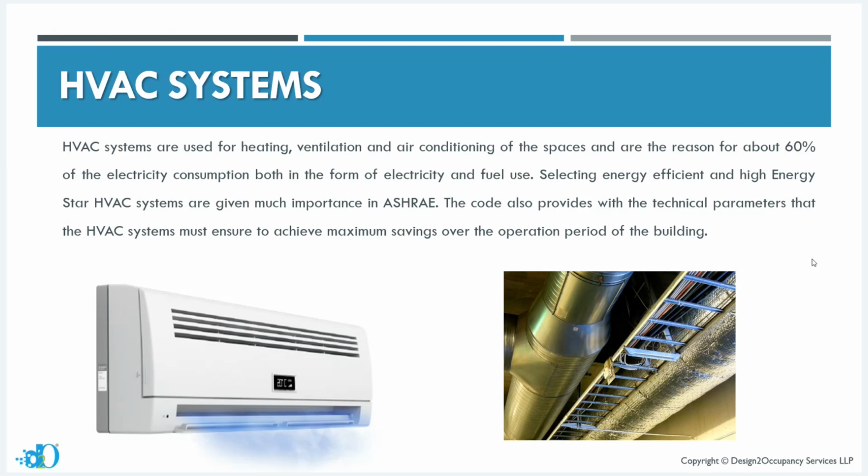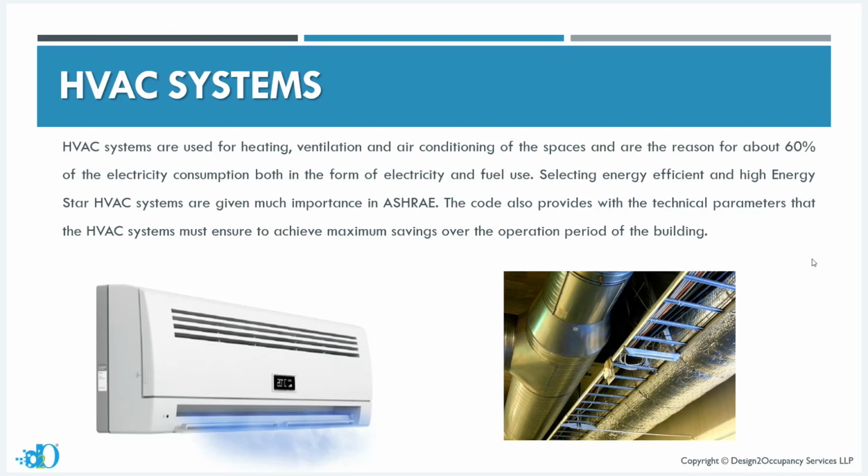And in India, as you all know, 70% of the electricity is coming from thermal power plants, the coal plants, which is again harming the environment. So definitely, we need to reduce the energy consumption, and we need to use efficient HVAC systems.